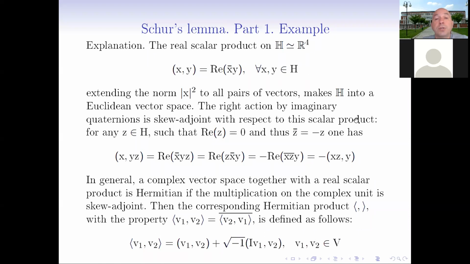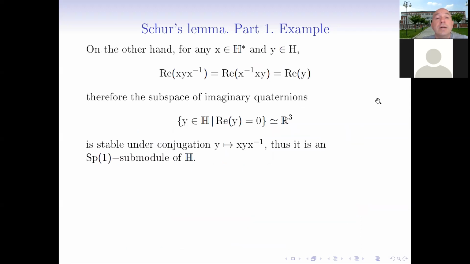This was an explanation of the above, that the unit quaternions are acting as unitary transformations. On the other hand, suppose we take a non-zero quaternion x and an arbitrary quaternion y. Then the real part of x y x inverse is the same as the real part of x inverse x y, which is the same as the real part of y. So for that reason, the subspace of imaginary quaternions, where the real part equals 0, is stable under the action of H star. And this contains only 3 components, so it's isomorphic to R3.